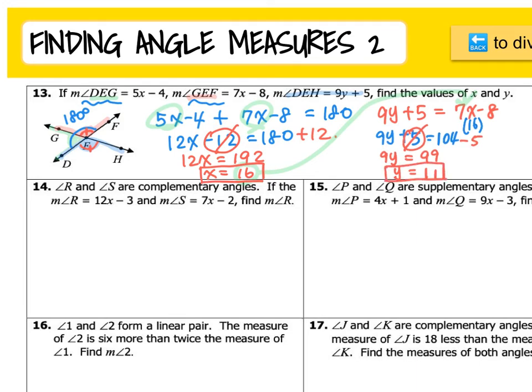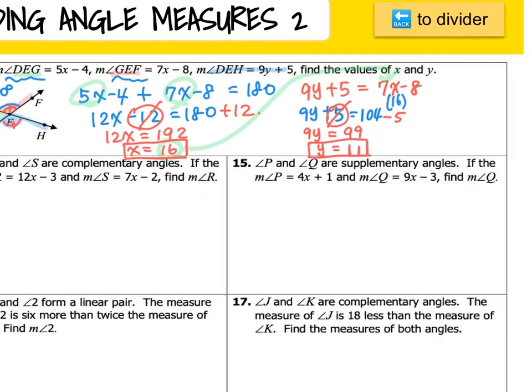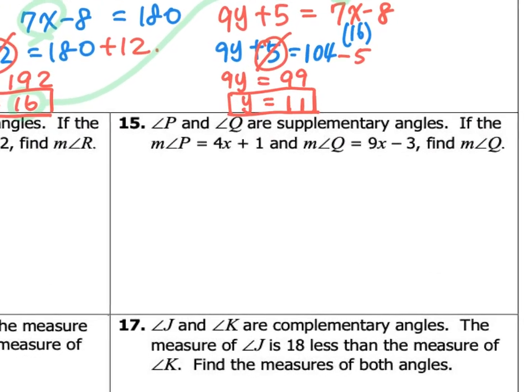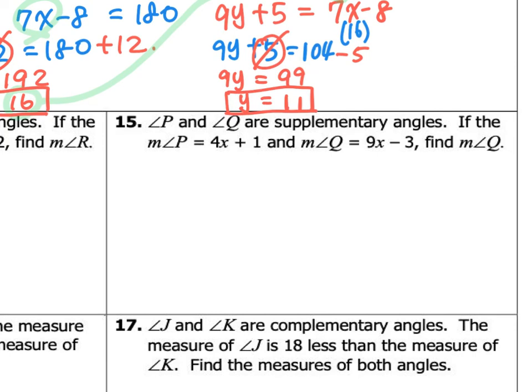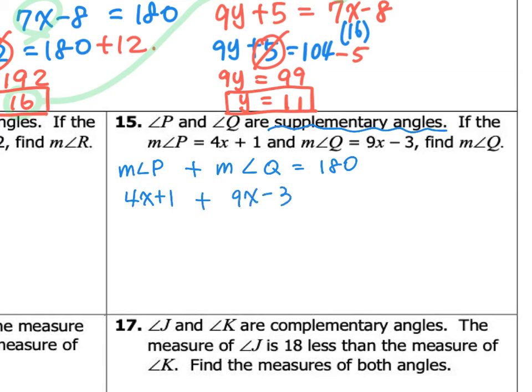Let's move on to number 15. Angle P and Q are supplementary angles. So that means measure of angle P plus measure of angle Q equals 180. That is what supplementary angles are, right? So let's set an equation. 4x plus 1 plus 9x minus 3 equals 180.